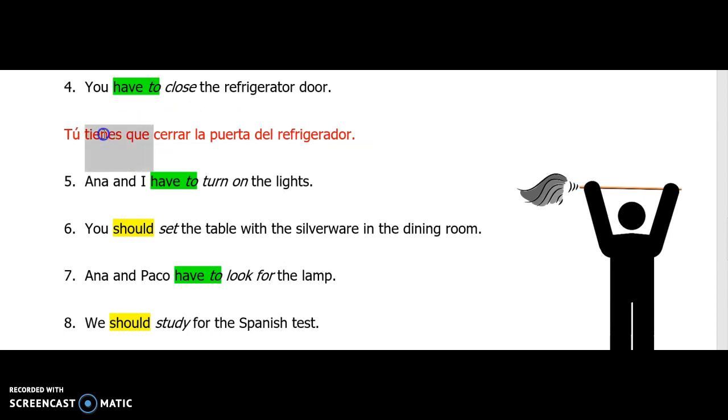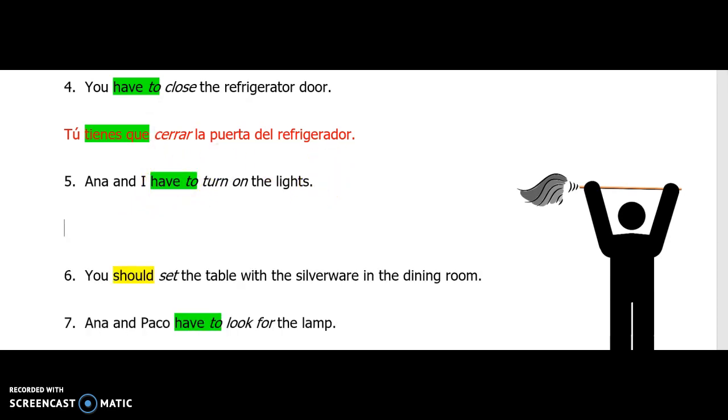So let's look at this. There is your have to. There is your infinitive. You see all the parts? You're never conjugating the second verb. Leave that infinitive form. All right, let's go down here. Anna and I have to turn on the lights. Here it is. So we've got Ana y yo.